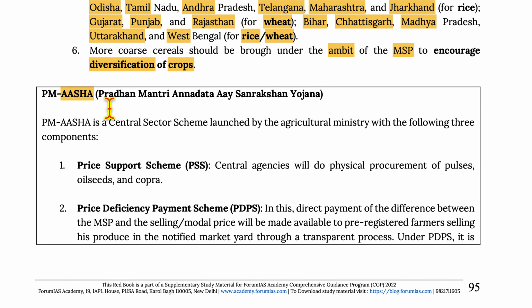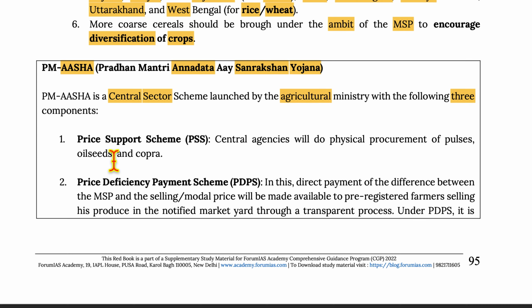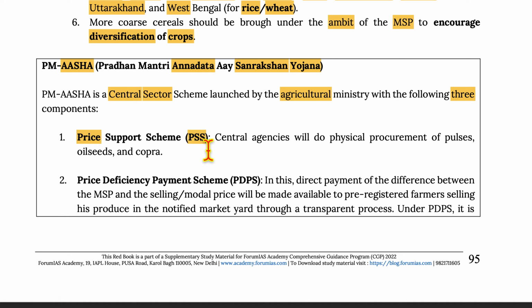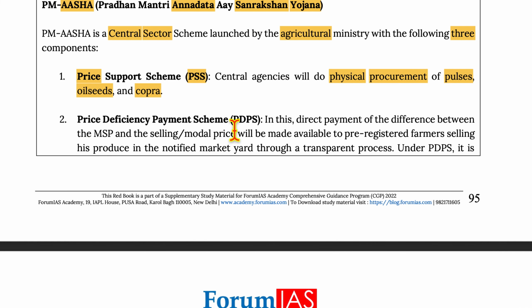Moving on to PM AASHA, that is Pradhan Mantri Annadata Aay SanraksHan Abhiyan. Now, PM AASHA is a central sector scheme launched by Agricultural Ministry with the following three components. Price Support Scheme, that is central agencies will do physical procurement of pulses, oilseeds and copra. Price Deficiency Payment Scheme. In this, direct payment of the difference between MSP and the selling modal price will be made available to the pre-registered farmers selling their produce in the notified market yard through a transparent process.